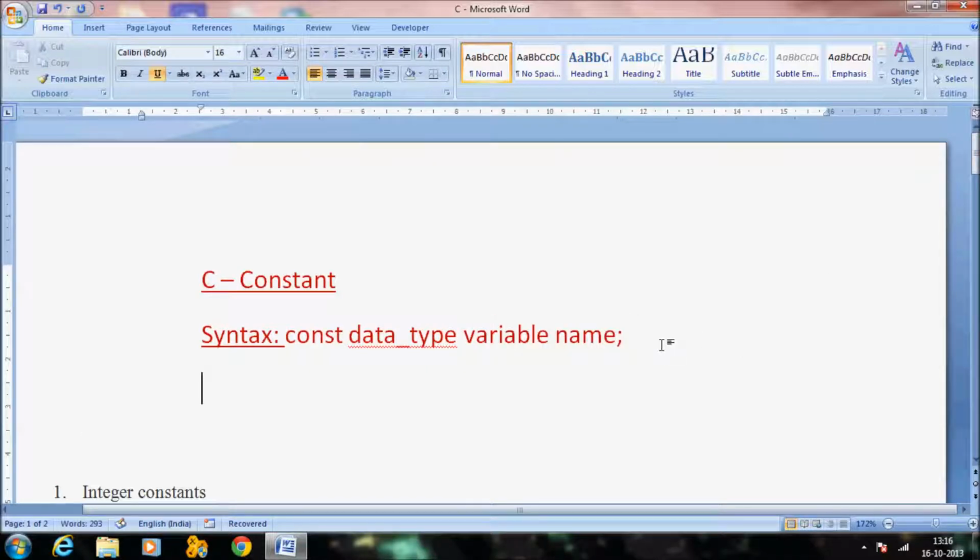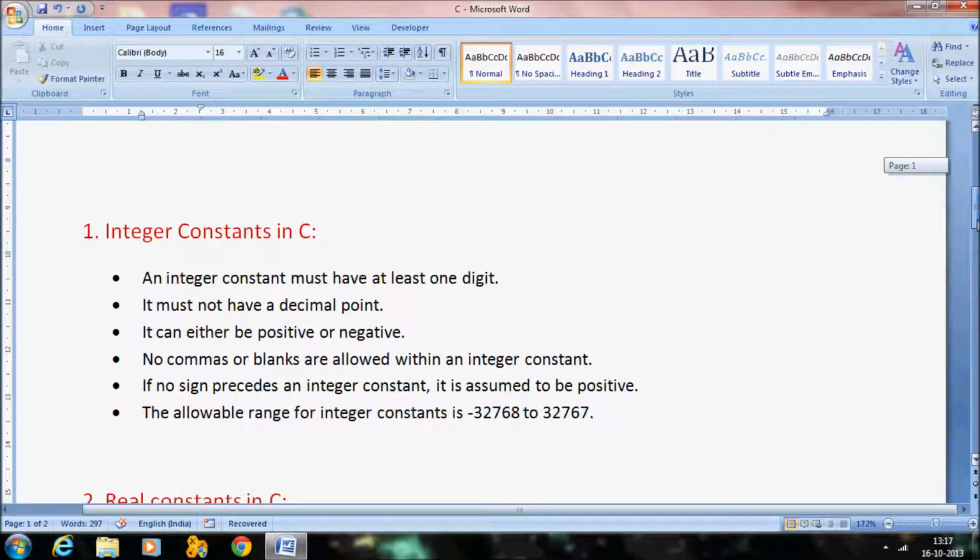The example is as follows. const, data type, let me say int, variable name, I will give it as x. So this is the example for declaring a C constant in C. Coming to the types of C constants, the first one is the integer constants in C.